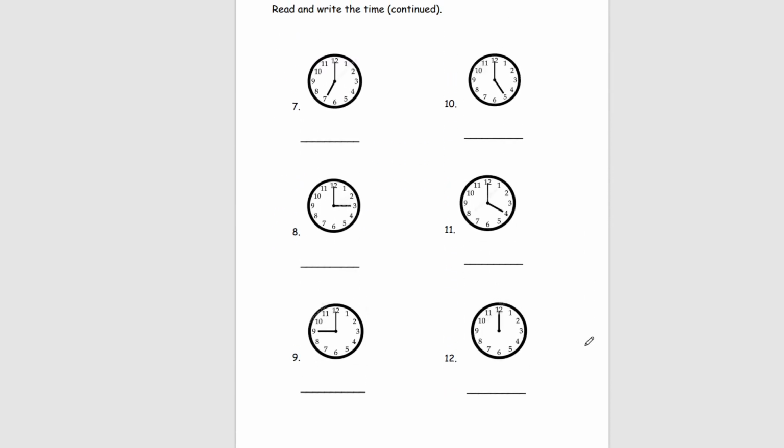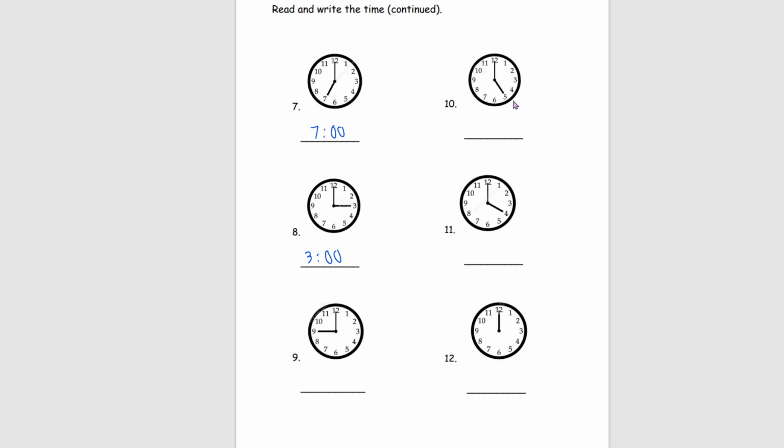For this page, it's reading write the time continued, and for number 7, the small one is over number 7, so we know that's 7 o'clock, and the big one is on 12, so we know that's 0. So then we put 2 zeros, so it's 7 o'clock. For number 8, the small one's over number 3, so we can put a 3 right here. And it's hovering over 12 again, so we know that's 0. So we put 2 zeros, and it means it is 3 o'clock.